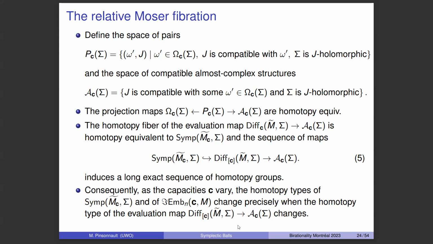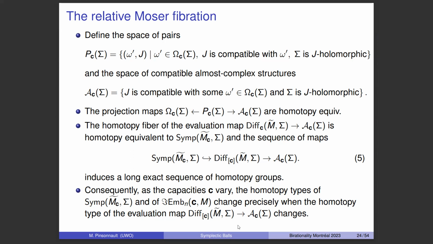And what happens is that I have my space of pairs, and then I have two projections. Of course, I project to the first component or to the second component. It turns out that these are fibrations with contractible fibers. So this means that these projections are weak homotopy equivalences, both of them. What you get from this is that your space of symplectic forms, the relative version of it, is weakly homotopy equivalent to a space of almost complex structures. This space of almost complex structures, script A sub C, is by definition the set of all J's compatible with at least one omega prime in this set.